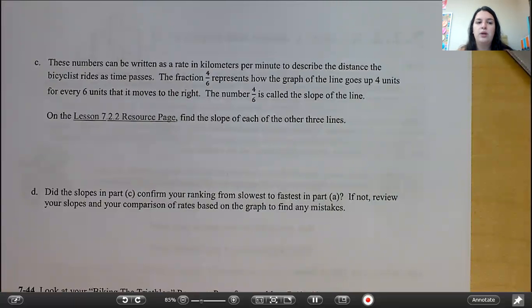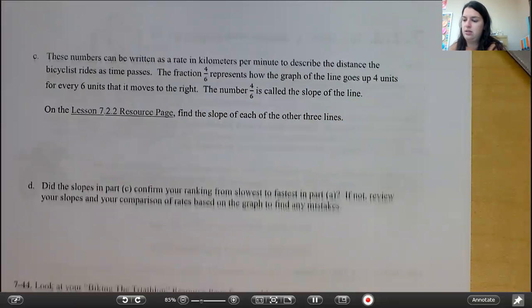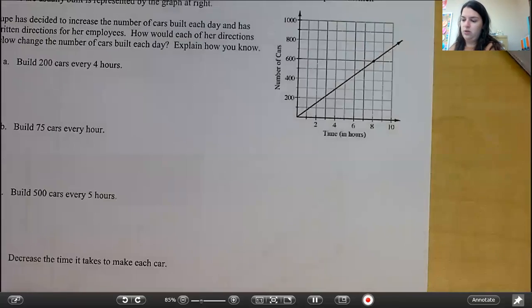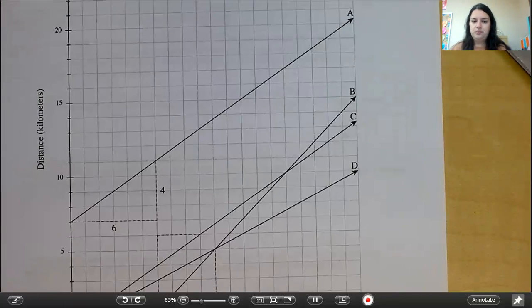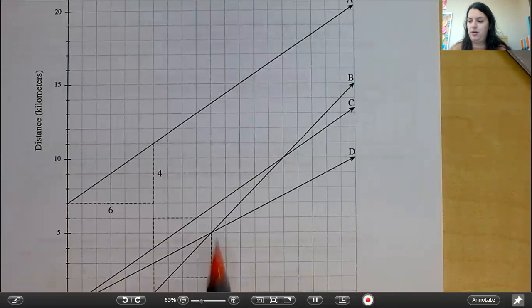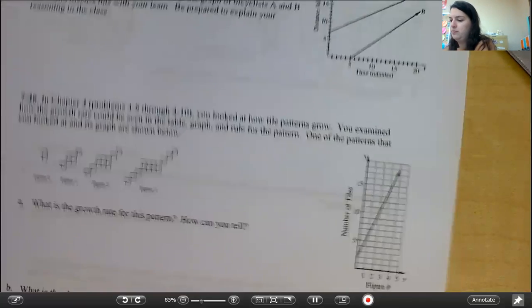Okay, so up to this point, we have been calling slope growth. So 4/6 is the growth of the line, but now we're going to start calling it slope. So on the lesson 7.2.2 resource page, you're going to find the slope of the other 3 lines. So your resource page is right here. You're going to find the slope of lines B, C, and D. So go ahead and pause the video and do that.